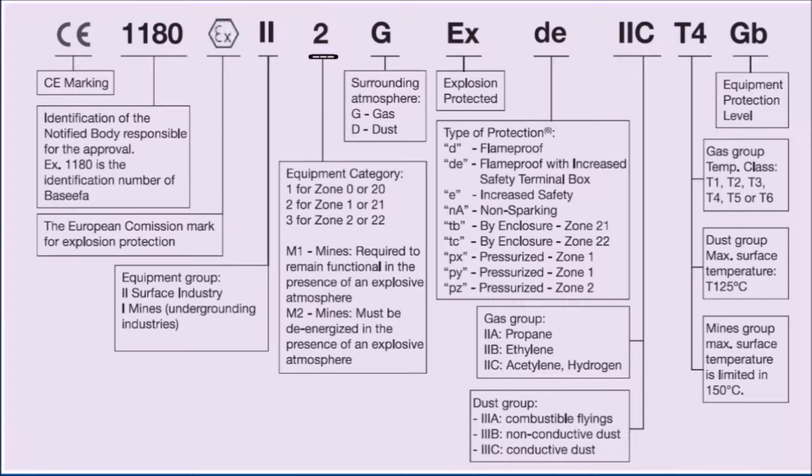1 or 21, 3 for Zone 2 or 22, M1 for mines, which is equipment to remain active in an explosive atmosphere, M2 for mines, equipment to remain de-energized in an explosive atmosphere. The next outlined digit is for surrounding atmosphere, G for gas, and D for dust. The EX outlined here is just to state explosion protected.